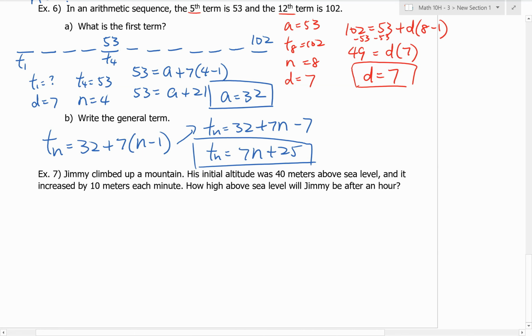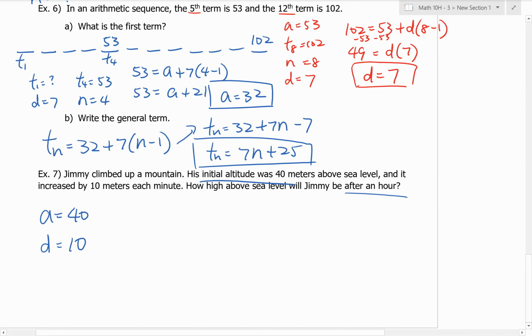It says Jimmy climbed up a mountain. His initial altitude was 40 meters above sea level, and it increased by 10 meters each minute. How high above sea level will Jimmy be after an hour? So the initial altitude, that is like A, right? Initial altitude is 40. It increased by 10 meters each minute, so that's the common difference, right? Common difference is 10. And we're looking for how high above sea level Jimmy will be after an hour.